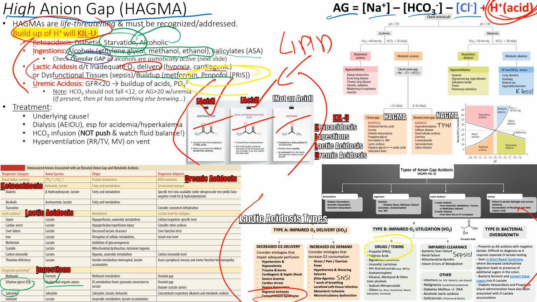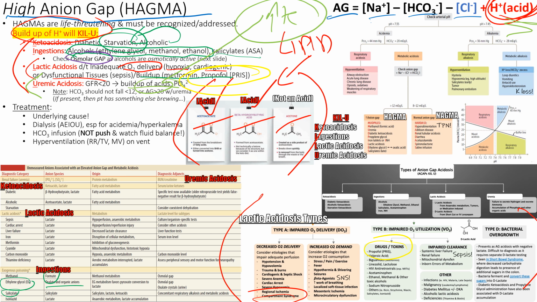Okay, and then uremic acidosis. Uremic acidosis is due to poor kidney function, right? So kidney function is poor, you build up acids, including hyperkalemia as well. So hyperkalemia or AKI or CKD, all these things can eventually lead to acidosis, which will then cause a buildup of acids, which is the definition of HAGMA, or high anion gap metabolic acidosis, right?